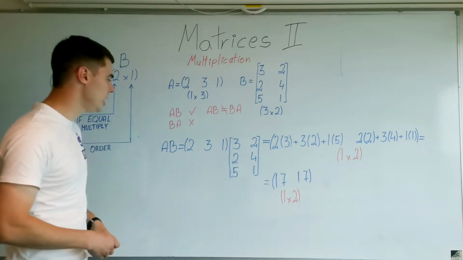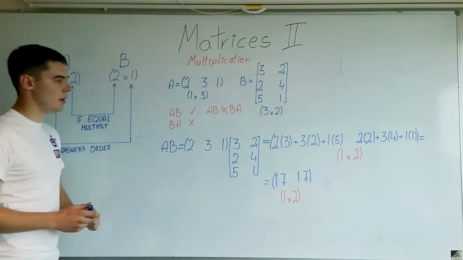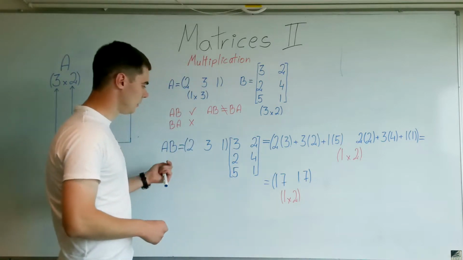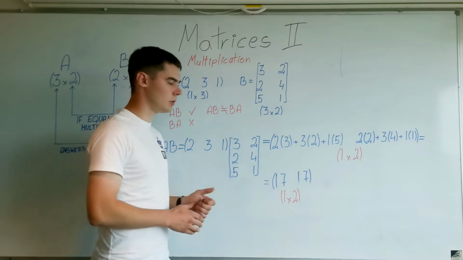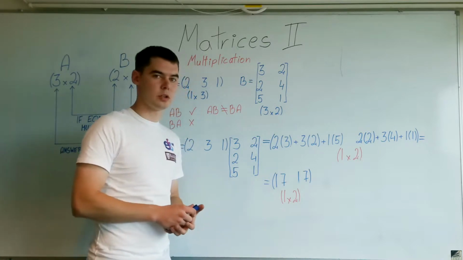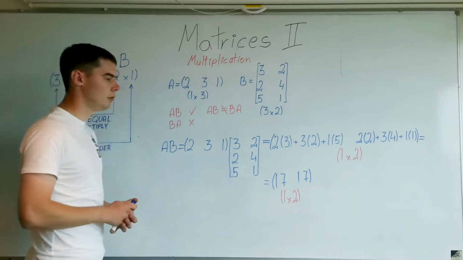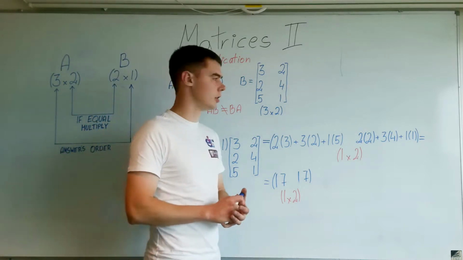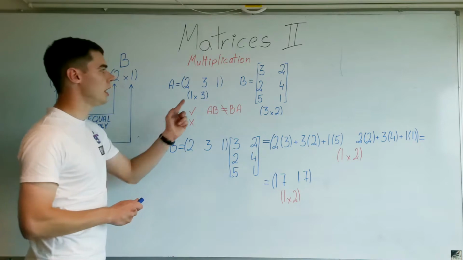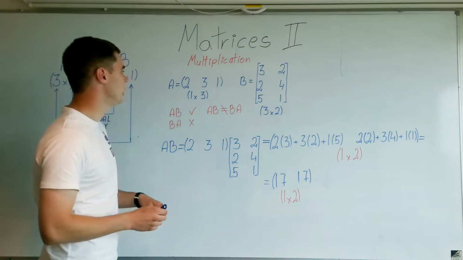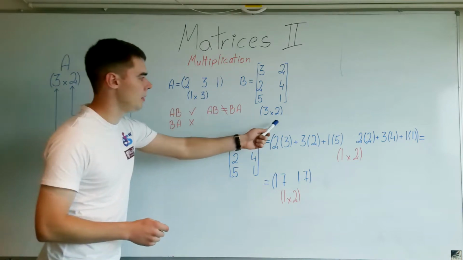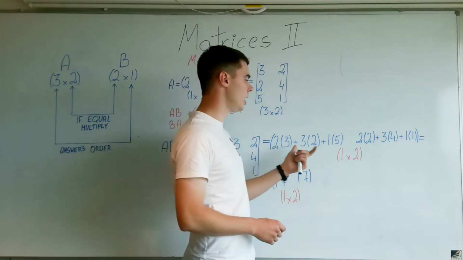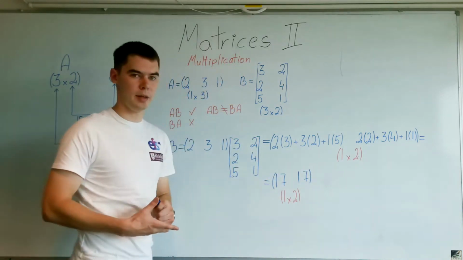Proceeding with multiplication of AB. To multiply matrices, you multiply the first matrix's rows with the corresponding second matrix's columns. But before that, you need to identify the order of your answer. So if we multiply A by B, our answer will have A's rows and B's columns, which is 1 by 2. And that means in our answer we'll have only 2 elements.